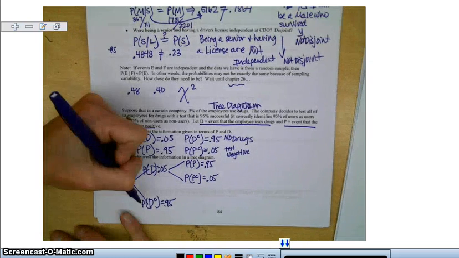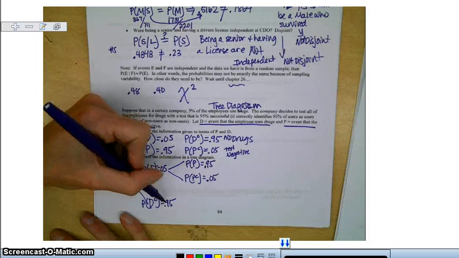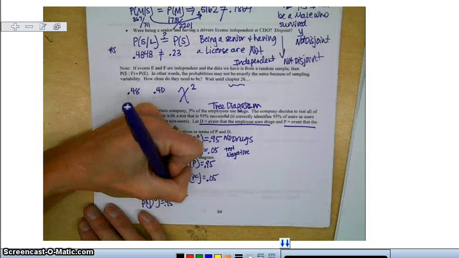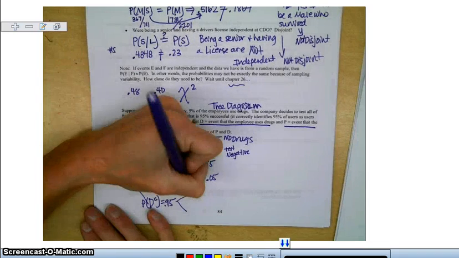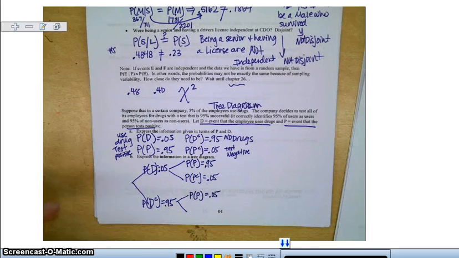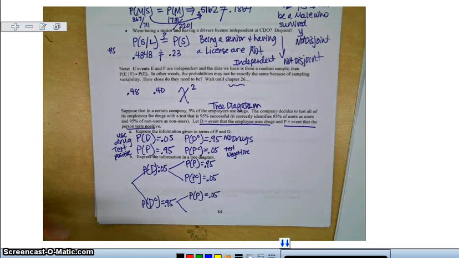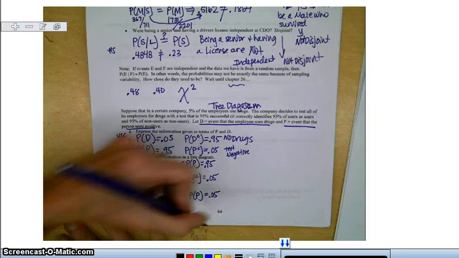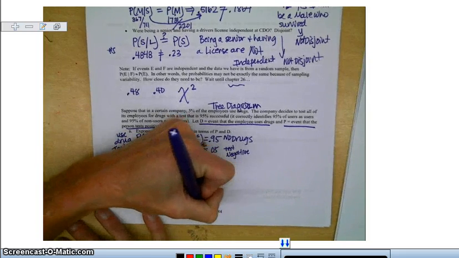All right, so now the probability that they are not drug users is 0.95. They're all going to get a drug test too. The probability that they test positive is only 0.05. It's going to tell the truth 95% of the time and lie 5%. So even these people who don't use drugs, 5% of them are going to test positive, and P complement, 95% of them are not.